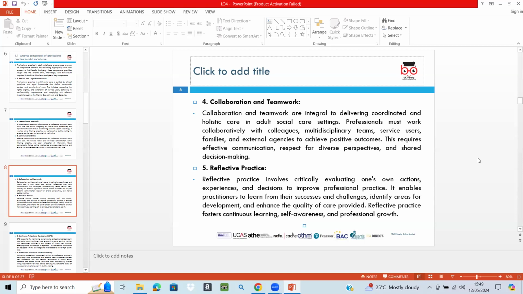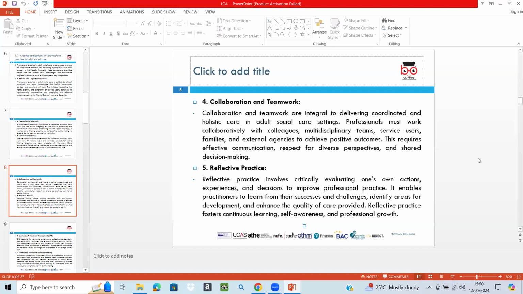When you study the further levels, for example level 4, 5, 6, 7, as we continue our studies, we need to do the reflection. As well, we do the reflection in our work experience as well.